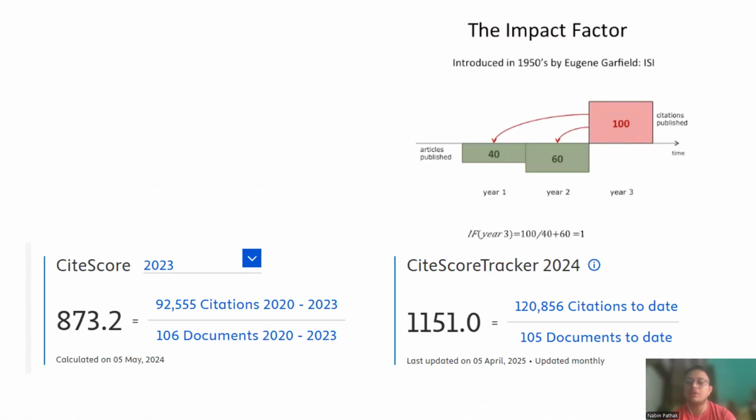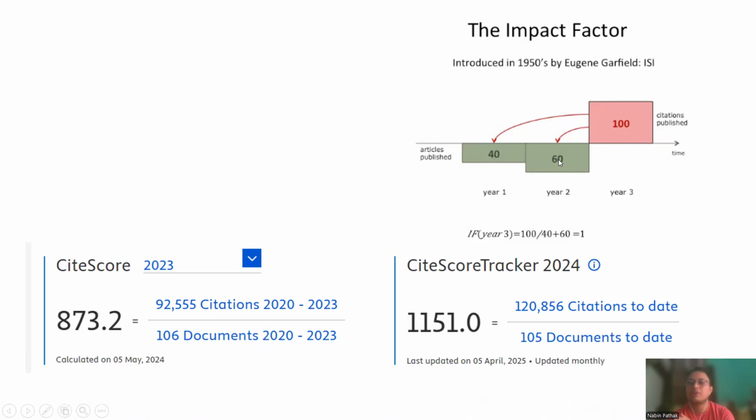So before beginning our topic, we also need to know that we are trying to publish our paper in a very impactful journal. But what is impact factor? It is a quantitative value. You want to measure the impact of a certain journal quantitatively, by a certain number. To calculate that number, we need the number of citations and the number of papers published over corresponding years. In this example, in the first year, 40 articles were published, and in the second year, 60 articles were published.